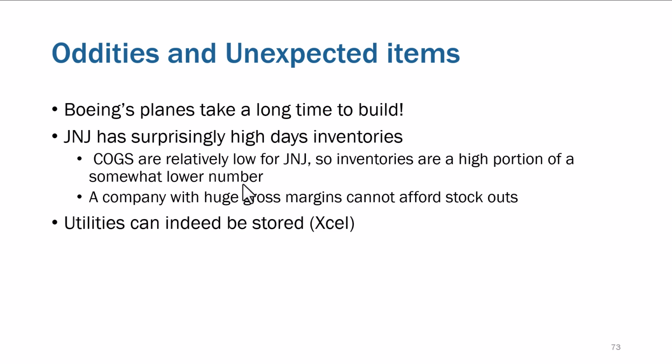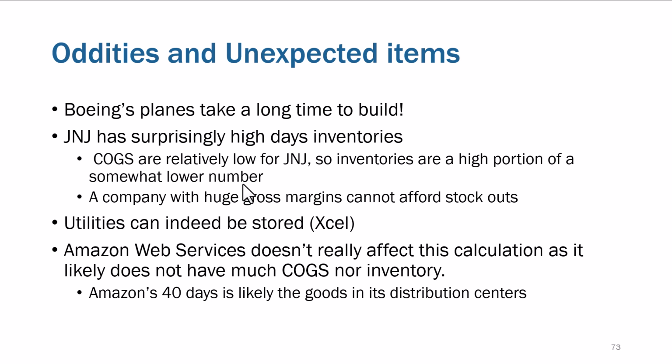All right. Utilities. I didn't know if Excel would actually have inventories, but they can store their utilities. So Excel did have days inventories of about 48. And then Amazon Web Services. That one surprised me. Because I was like, well, they don't have inventories, like their web services. Well, they also don't have cost of goods sold. So their 40 days for Amazon for days inventories is probably just their distribution centers, right?